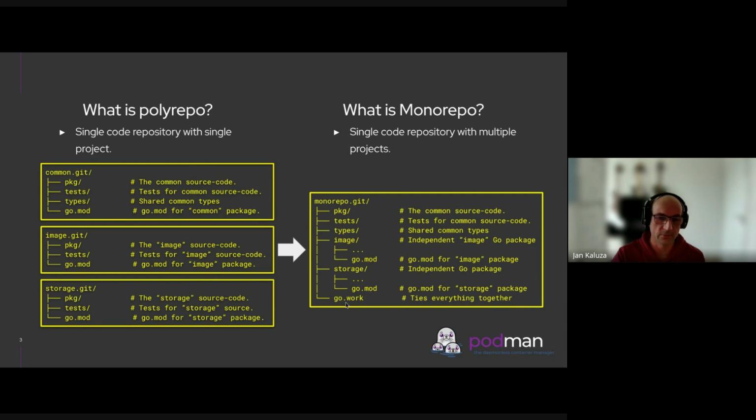And there is also a go.work file, which uses the go.work module to tie everything together. So if you run go build or go test, it actually counts with those local image and storage modules and uses them instead of getting them from some remote Git repository. So you can work locally and test and implement some features.